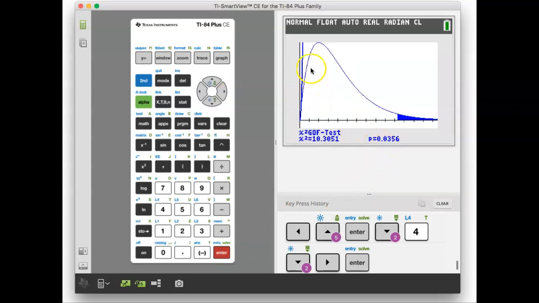There we go. So we see our right skewed distribution, gives us our test statistic 10.3, and it gives us our p-value 0.0356. So in this one, you wouldn't have to do like L3. No, exactly. So we did it by hand the first time, but your calculator can handle doing that for you.